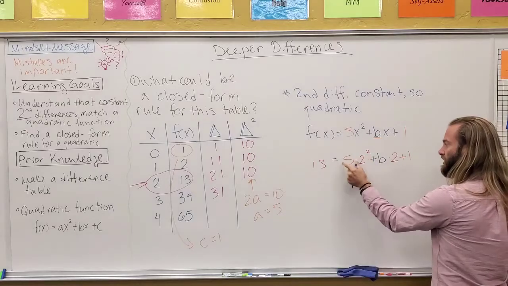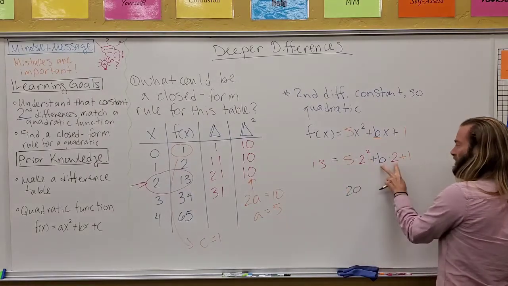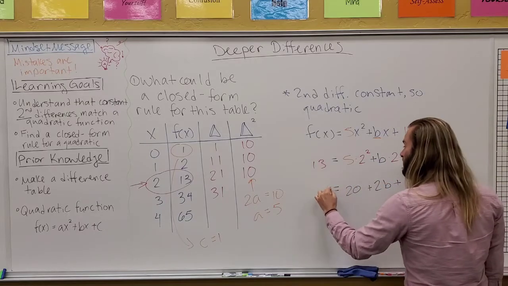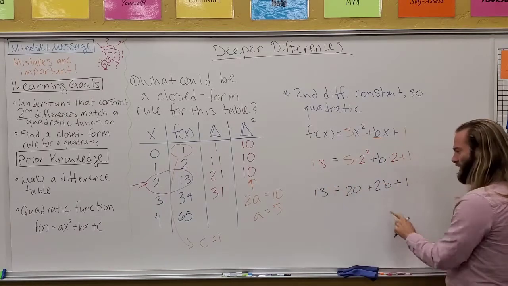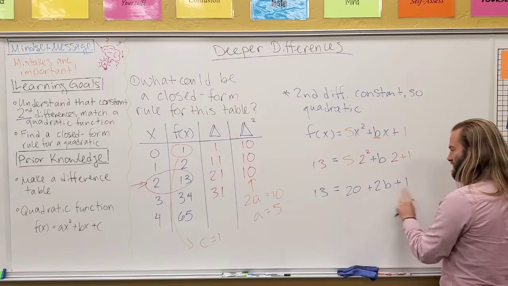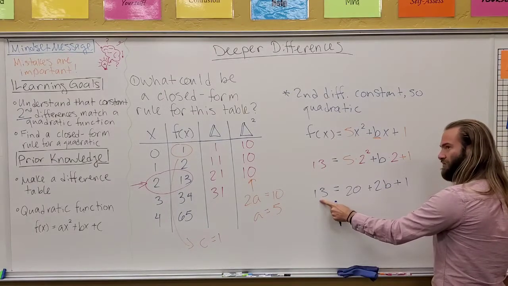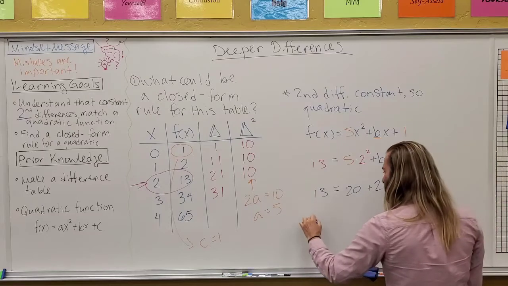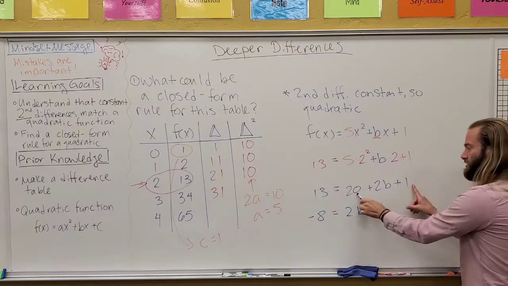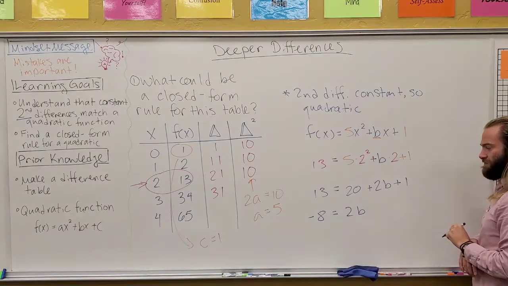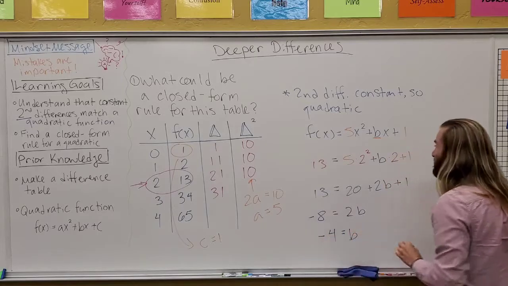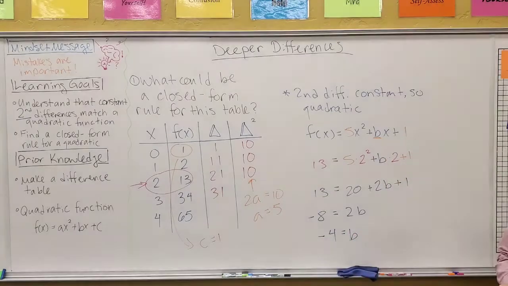2 squared is 4, times 5 is 20. B times 2, let's just leave that as 2b, plus 1 equals 13. And let's see here. I want to subtract the 20 and the 1. So if I subtract 1, that's 12. And if I subtract 20, what I get is negative 8 over here equals 2b. So I just subtracted those numbers over there. And then my last step would be to divide by 2. And guess what? I get b equals negative 4.